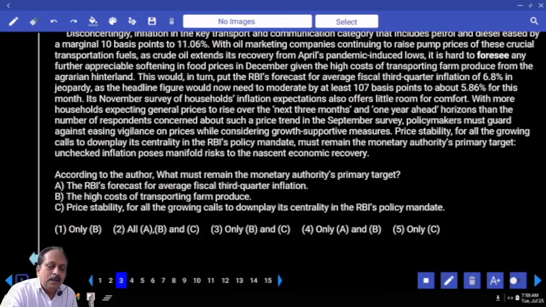Based on explicit information, according to the author, what must remain the monetary authority's primary target? At the fag end of the editorial passage, it has been clearly mentioned. Go to the last sentence. I think you can have a look. Last sentence: price stability, for all the growing calls to downplay its centrality in the RBI's policy mandate. So what are the key words here? Price stability. What is the first option here?